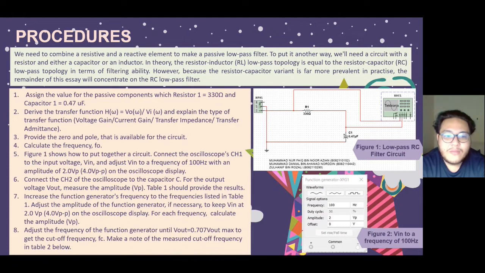Next, provide the zero and pole that is available for the circuit. The fourth is calculate the frequency FO.